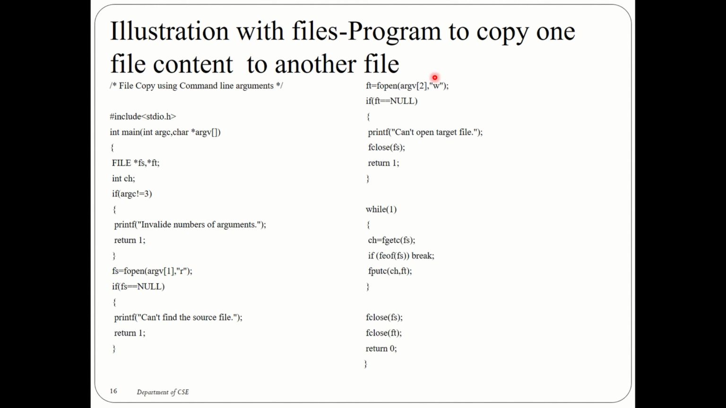So you are opening the second file b.txt, which is argv of 2, in the write mode. If it is null, you will say that it's not found. Otherwise, you have a simple loop. In the loop, you take character by character from fs, that is a.txt, and put each character in ft. And what is your condition for breaking? Your condition for breaking is till all the characters in fs, that is the first file a.txt, reach the end of the file.